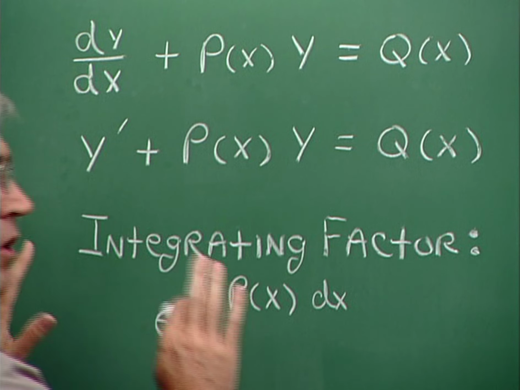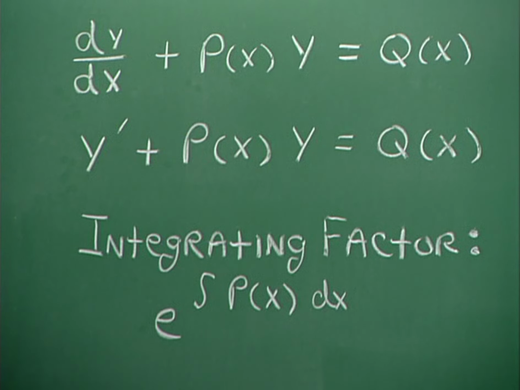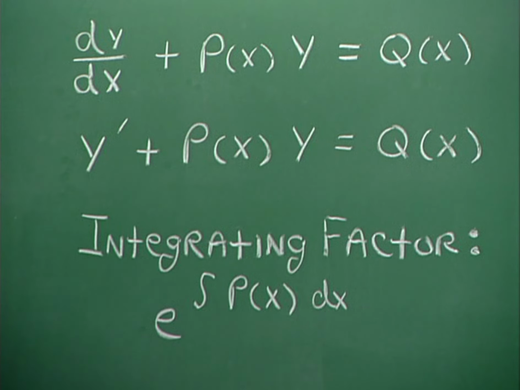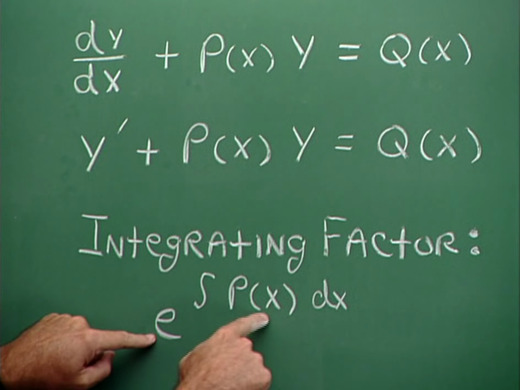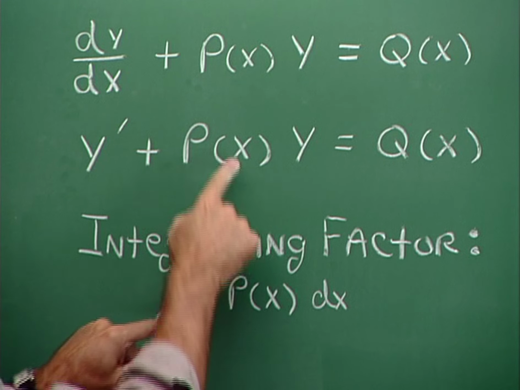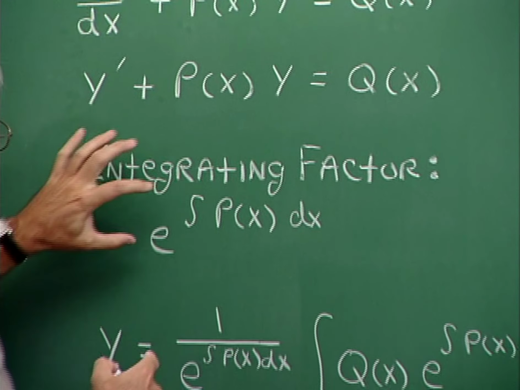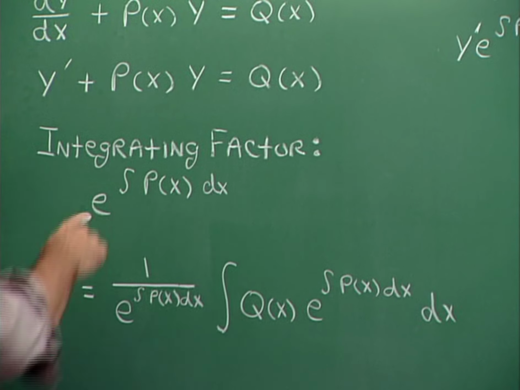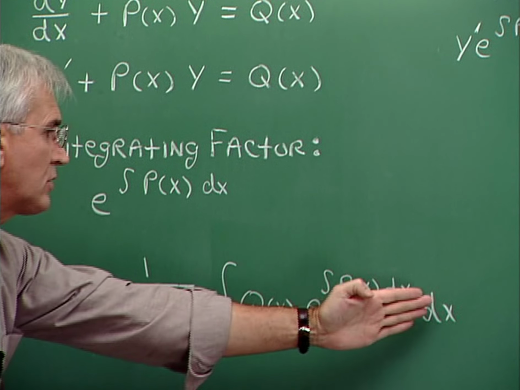Now, part of the process of solving this kind of differential equation is to identify what's called an integrating factor. And the integrating factor is calculated as e to the integral of p of x dx. And the p of x just comes from right up here. Now, it turns out that if you take the integrating factor and multiply it through the equation and then solve the equation, you find that y is equal to this expression.